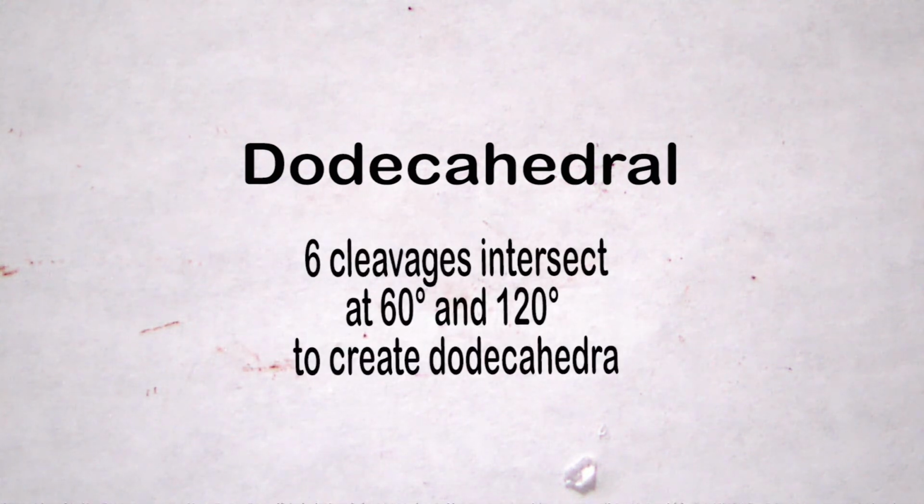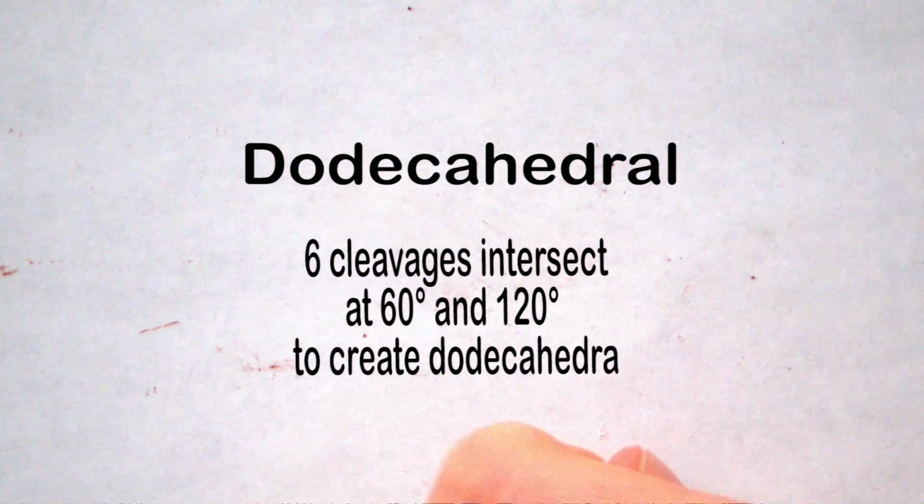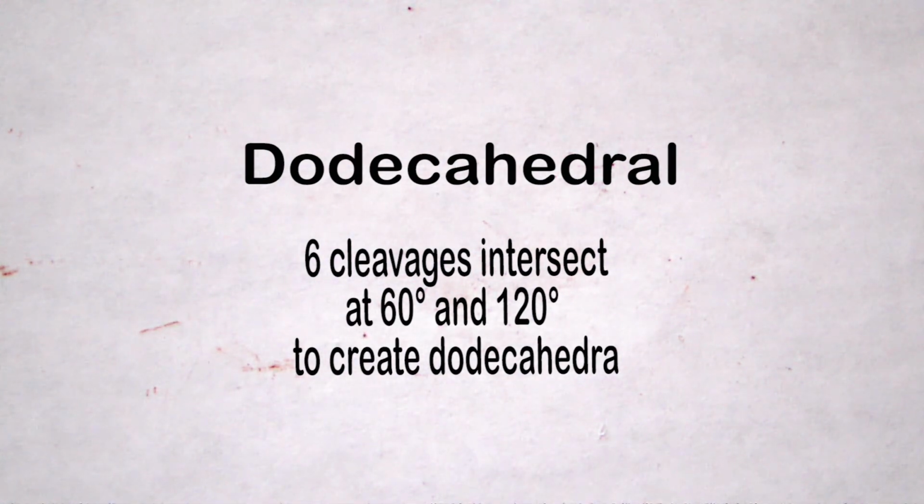There is one final type of cleavage, which is called dodecahedral cleavage, that we do not have any specimens of, so I cannot show you. But these have 6 cleavages which intersect at 60 and 120 degrees to create dodecahedrons. The only mineral that you might see this in is sphalerite, which is in mineral box 2. But again, the specimens that we have do not show this type of cleavage.